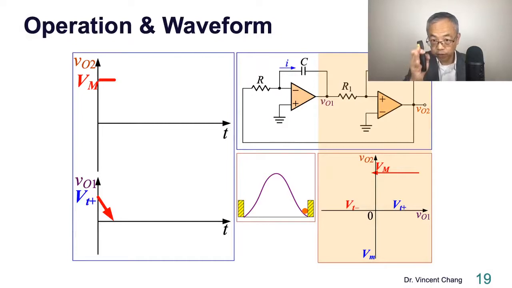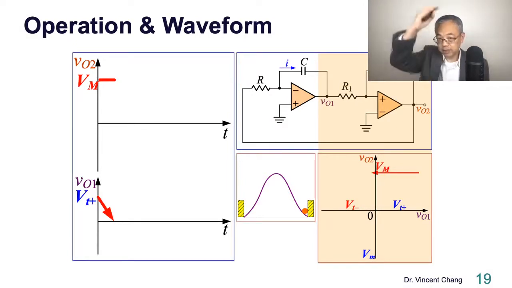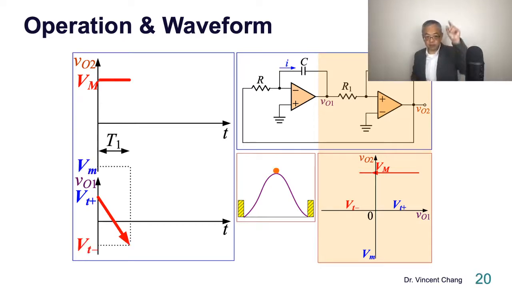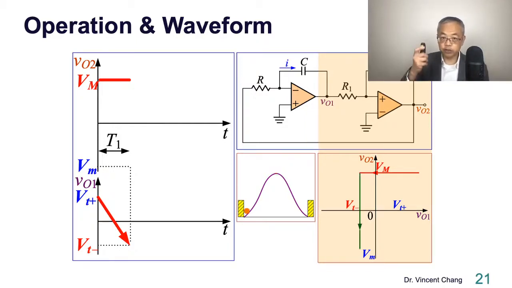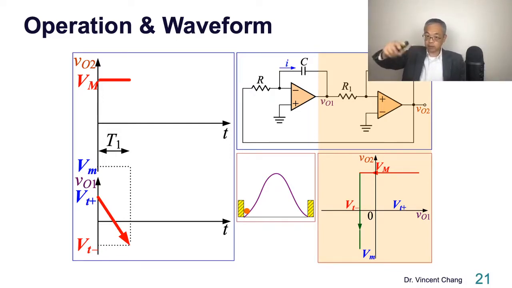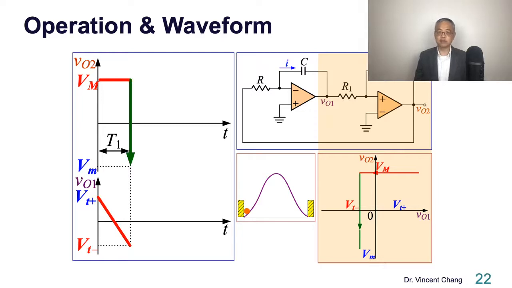So VT negative. As long as VO1 is higher than VT negative, the red threshold, this state can be remained, right? So until it reaches the VT negative, then what? Then switch state, okay? Green, then what? Who is green? VO2, right? So VO2 counterclockwise. So VO2 goes down. This is green. On your left-hand side of the slide, VO2, green. You see?